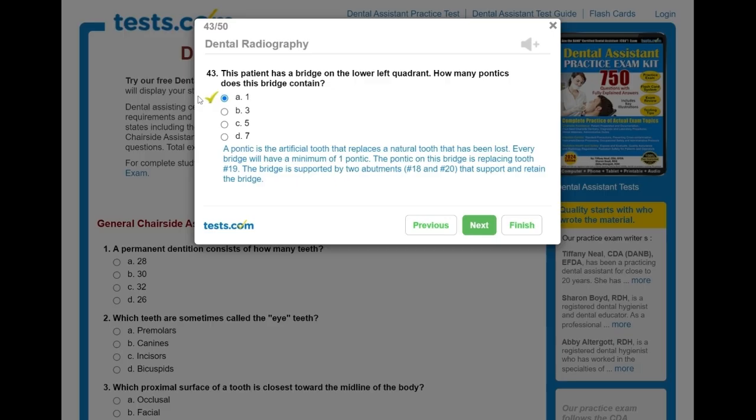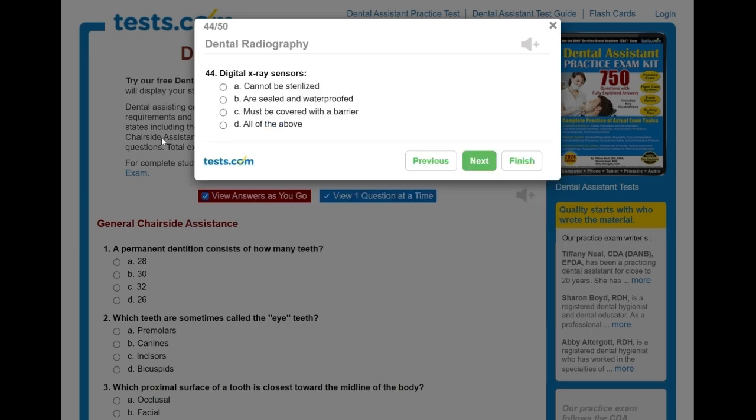A. 1. A pontic is the artificial tooth that replaces a natural tooth that has been lost. Every bridge will have a minimum of 1 pontic. The pontic on this bridge is replacing tooth number 19. The bridge is supported by 2 abutments, number 18 and number 20, that support and retain the bridge.